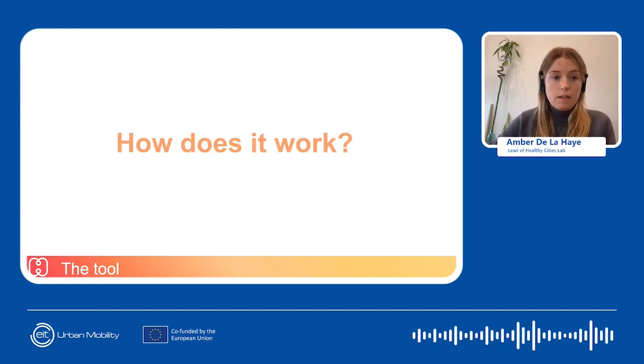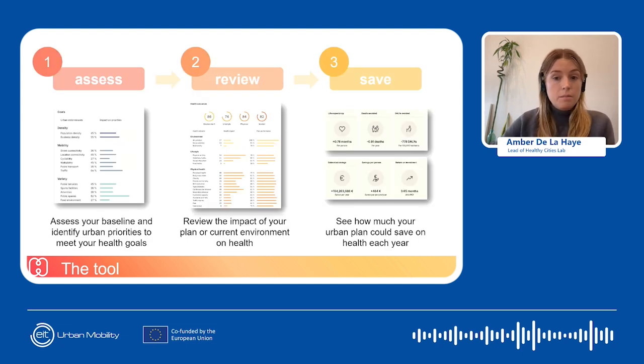So how does the Healthy Cities tool actually work? There's 3 main steps to the tool. First, the user assesses the baseline status, which helps the tool indicate which urban areas you should prioritize to meet your specific health goals. Then you can review your urban plan, identifying how impactful your actions are going to be on the various health indicators that you're interested in working on. And then finally, in the results as well, you can see how much you would save on health costs each year and the overall health impact of your urban changes or your mobility plan.